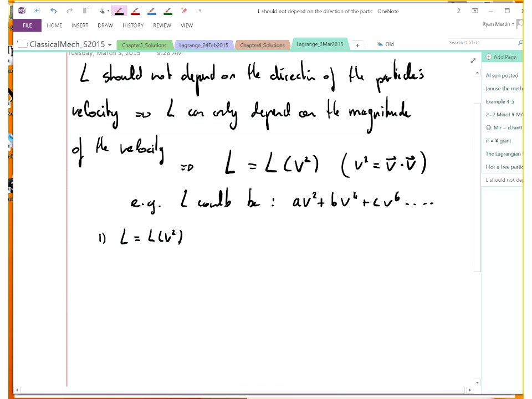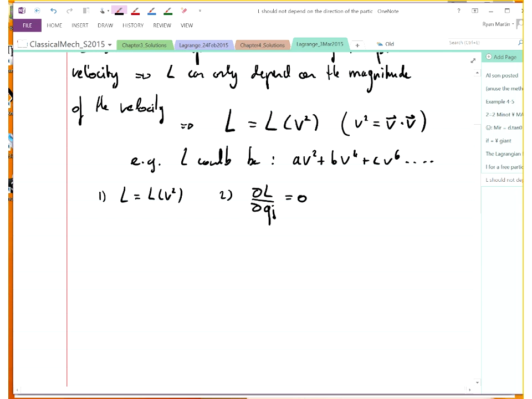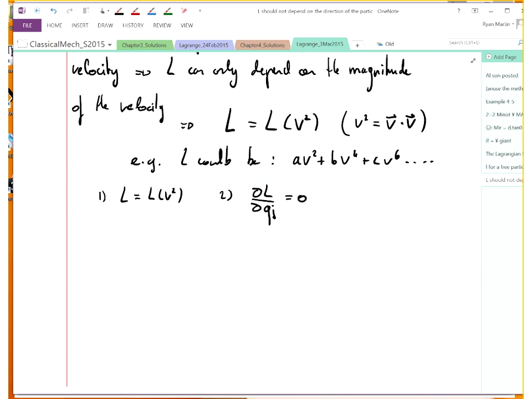So we have two things, right? We have, on the one hand, L is a function of only v squared. What that function is, we don't know. It could be a polynomial. It could be sine of v squared. It could be something crazy. And two, we know that ∂L/∂Q_j equals 0. It should not depend on where in space the particle is.